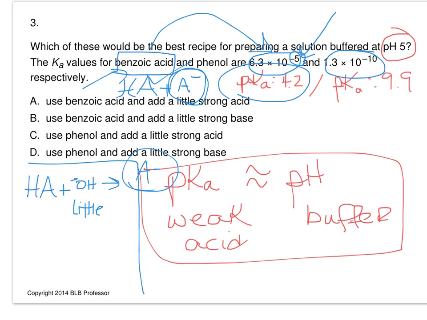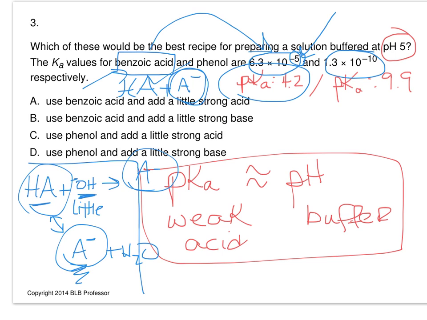And what will you make when the strong base you've added reacts with this weak acid? What you'll get is A-, plus H2O. So there you have actually made the conjugate base in the container itself. And depending on how much OH you added, you can adjust it so that you have half and half of each of these, which makes the optimum buffer.